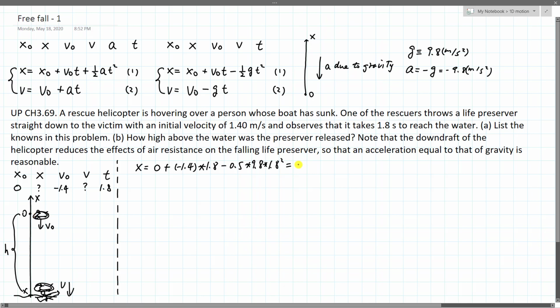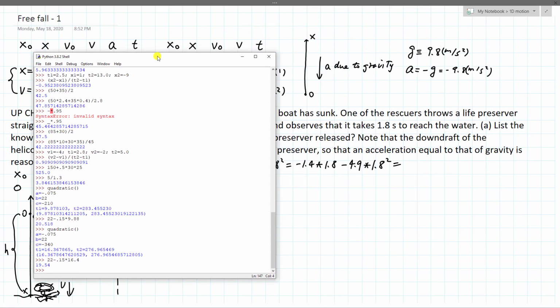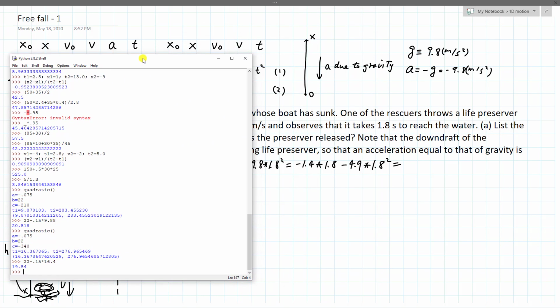So let's sort out the terms. Minus 1.4 times 1.8 minus, I like to just combine this because we do it so often, half of g, 9.8 over 2, is 4.9. So you may as well just get used to this numerical value of 4.9. Okay, so now we can use our calculator and calculate this value. Negative 1.4 times 1.8, and then minus 4.9 times 1.8 squared.